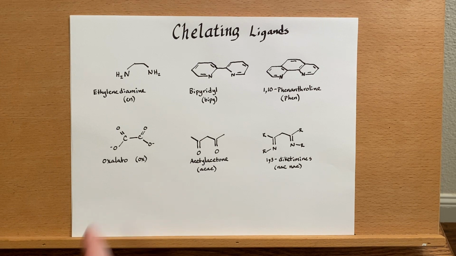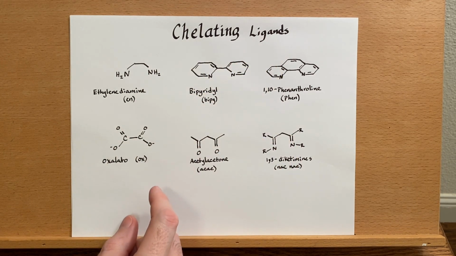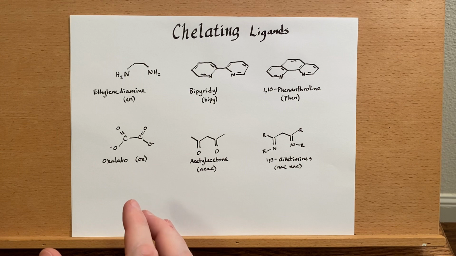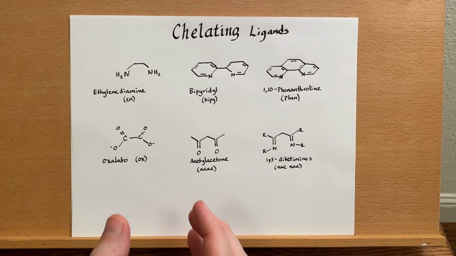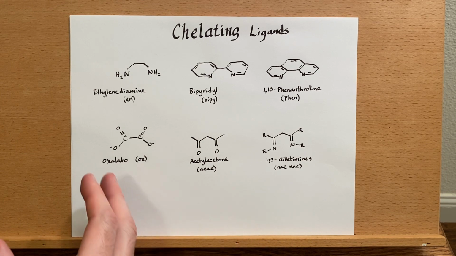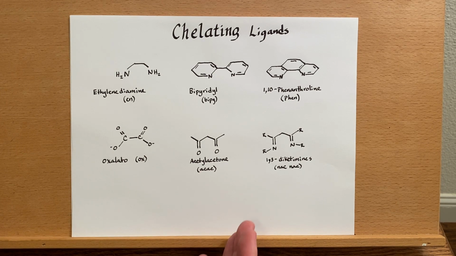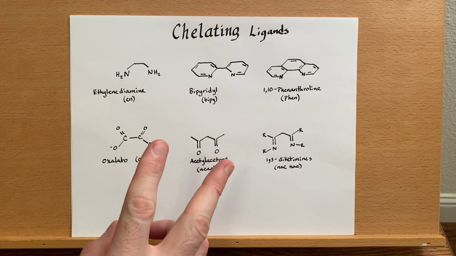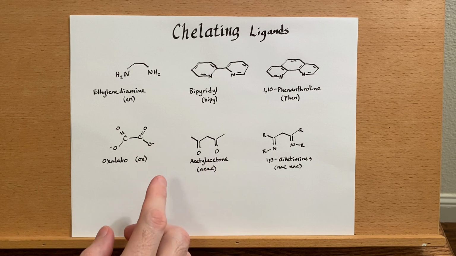And we call these chelating ligands. Chelating ligands attach in at least two or more spots. Now, all of the examples that I've drawn up here have a coordination number of 2. They can attach in 2 spots to the metal.